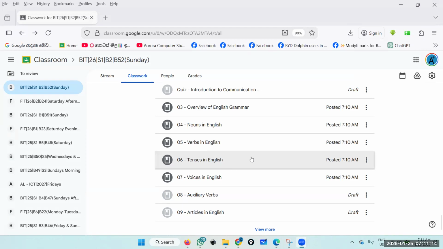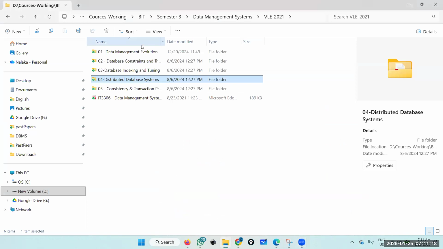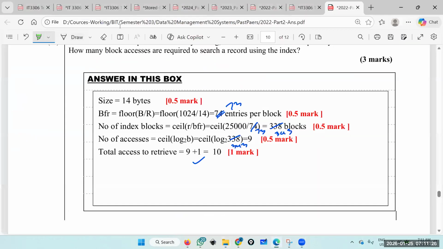Right. So today, in this session, firstly, we need to do a quick revision on distributed databases and do the past papers. Okay. Right. So let's do a quick revision.